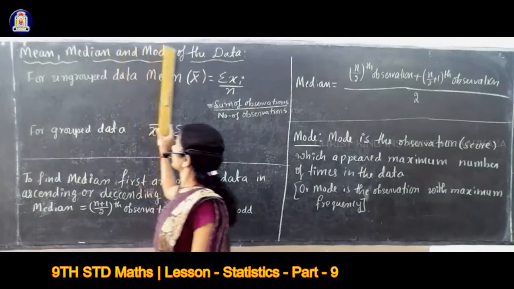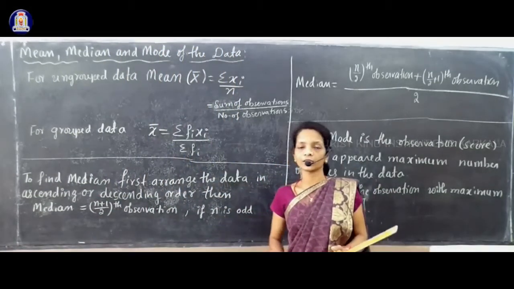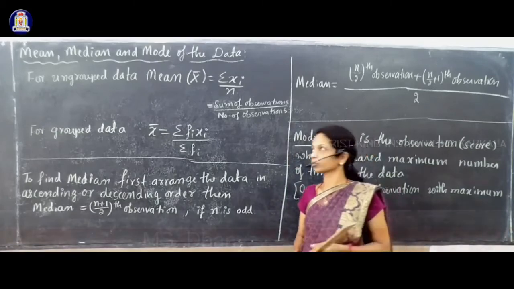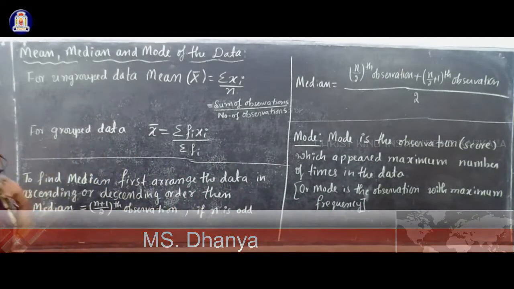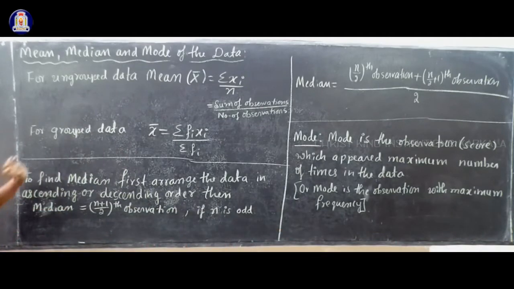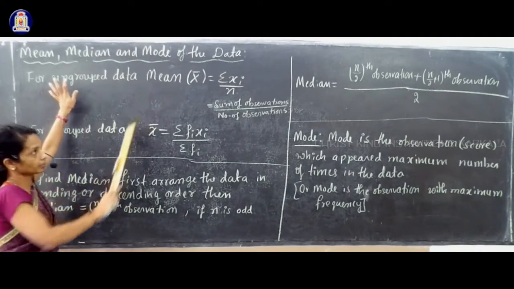Mean, median and the mode of the data. These are measures of central tendency that you studied already. So how to find the mean, median and the mode of the data? To find the mean, you have formulas like this, this one for ungrouped data.